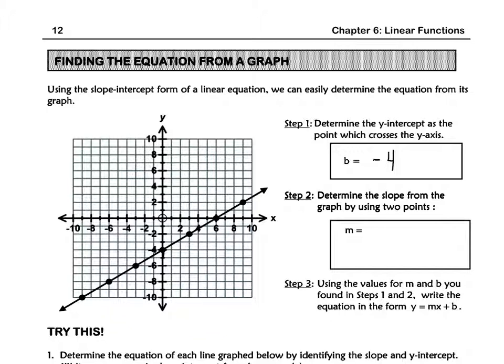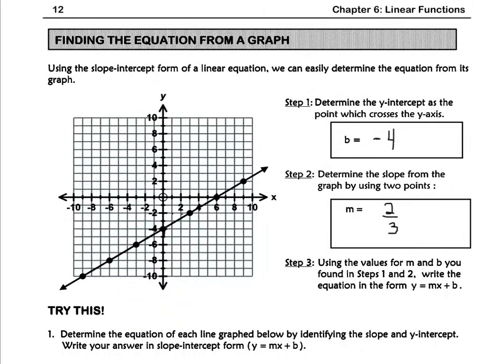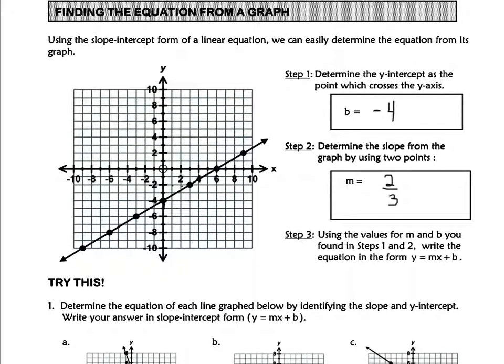And our slope, if we count the rise and run, again the x and y-axis are labeled in the same units. So if we go up 2 and right 3 to get from this point to this point here, we have a slope of 2/3. So now we've got our m value and our b value, so it's easy to write the equation: y equals 2/3 instead of m, so 2/3 x plus our y-intercept, which happens to be negative, so it will be 2/3 x minus 4.